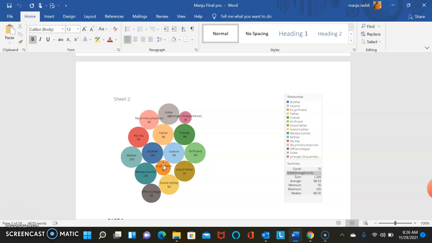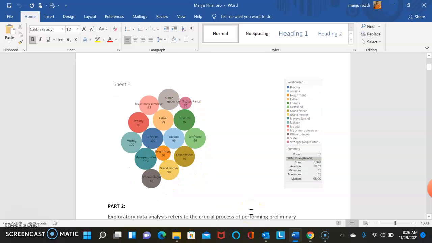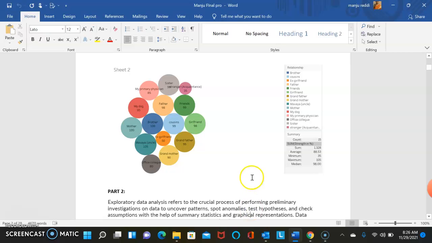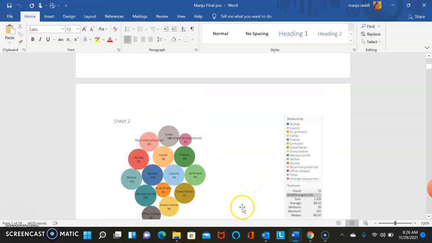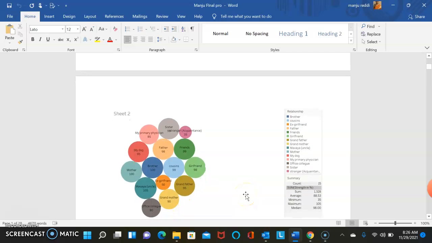This is sister and stranger acquaintance. We can see the bubbles, where the higher-level relations are the big bubbles, and the relations which are maintained low are the small bubbles we have here. And the primary physician and everyone is included in this data set. This is also calculated as the sum of the strength in percentage, with a minimum of 35 and a maximum of 105.